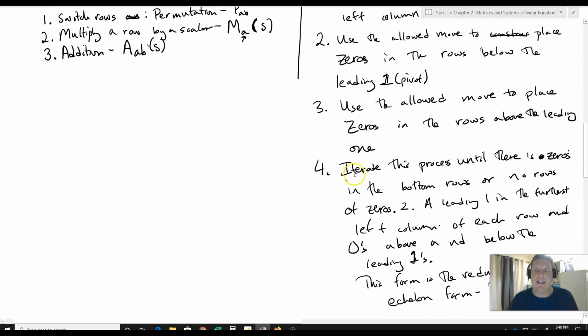Okay? And then iterate that process until we get to the RREF of A, which has leading ones along as much of the diagonal as possible, zeros at the bottom if there are rows of zeros, and zeros above and below the leading ones. And that's your process for Gaussian elimination.